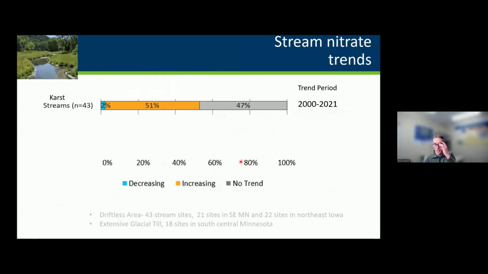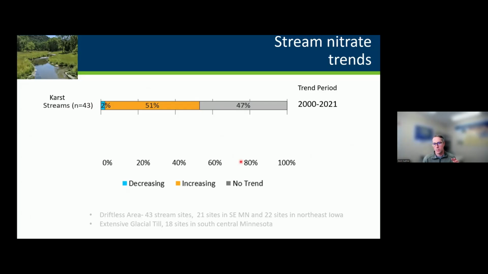Now I'll kind of move on here to the stream data, and this kind of helps explain that a little bit better. But just looking at the karst stream data, it makes sense that if we have increasing trends for springs, it's likely to manifest into our streams. And that's exactly what we find.